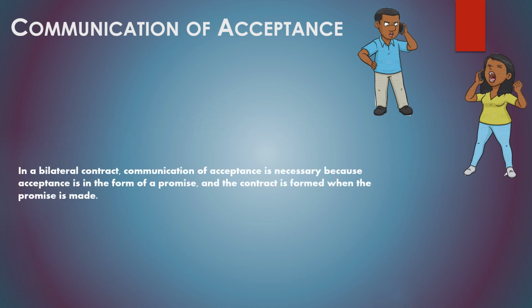In a bilateral contract, communication of acceptance is necessary because acceptance is in the form of a promise, and the contract is formed when the promise is made. As you remember, a bilateral contract is a promise for a promise. I offer to paint your kitchen next Wednesday if you bake me a cake next Tuesday, right? Today is Friday. How do I know whether or not you accept my offer? You have to communicate it to me because it's a promise for a promise. Today, we're not doing anything except promising to do something next week.